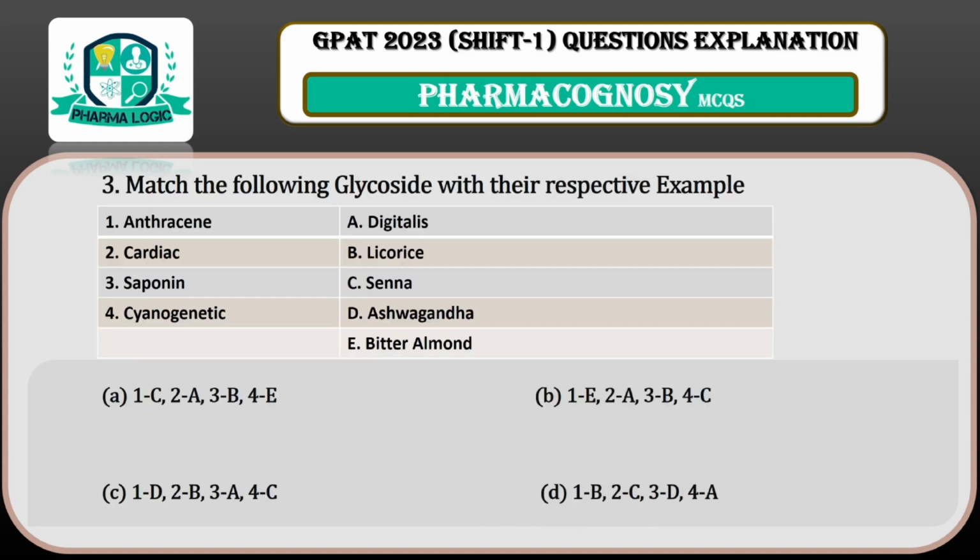Then solving the question. So 1. Anthracene, senna; cardiac, digitalis; saponin is licorice; cyanogenetic is bitter almonds. So option 1C. This one.